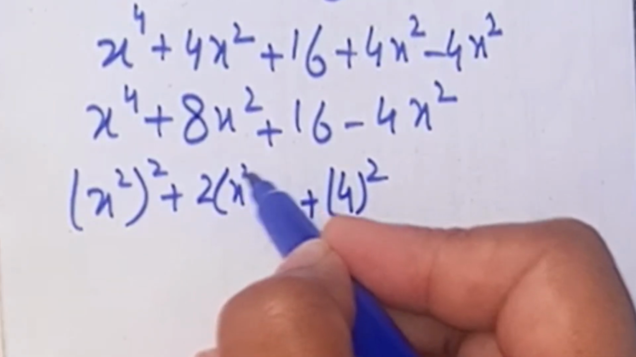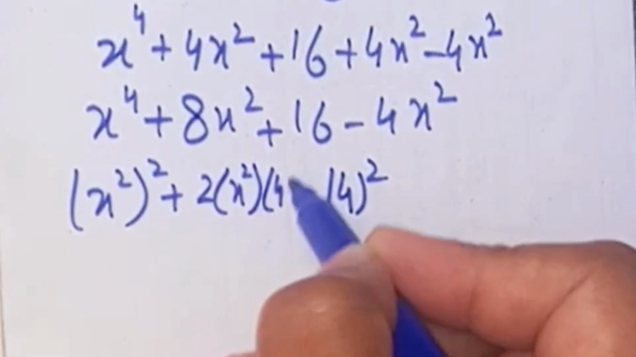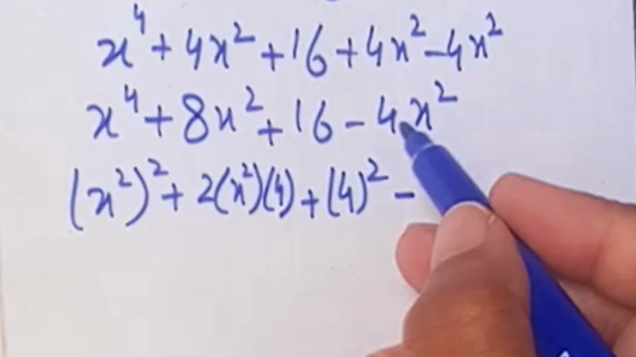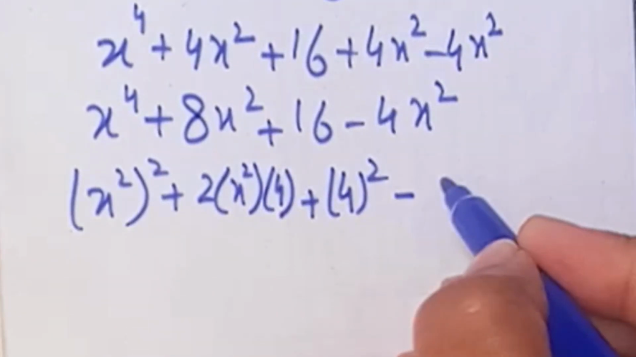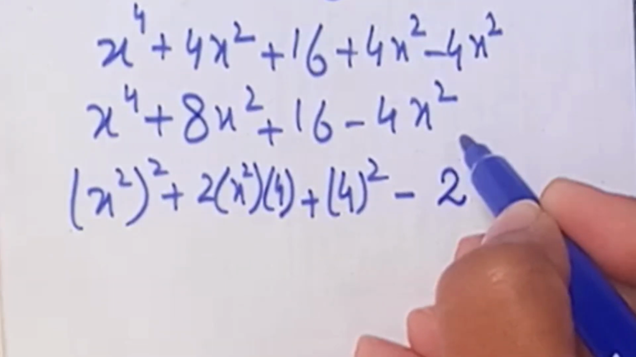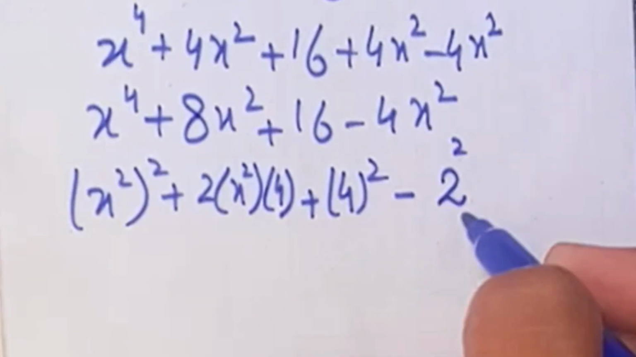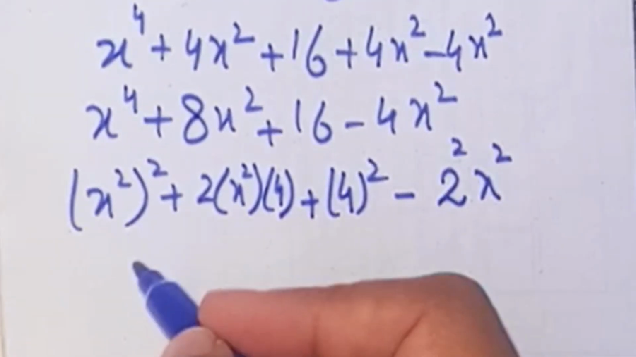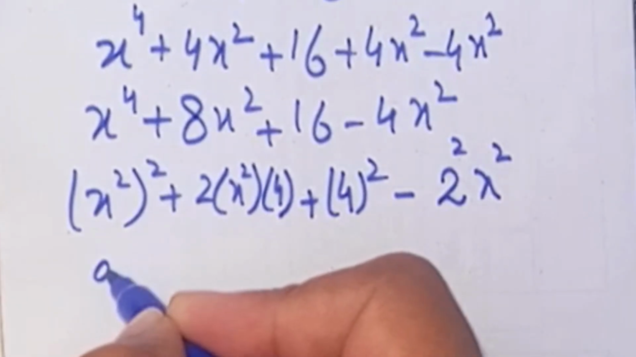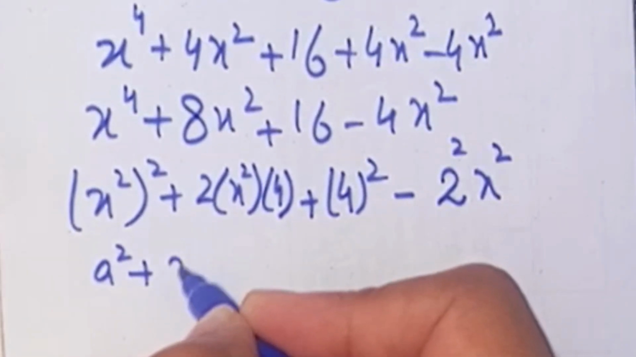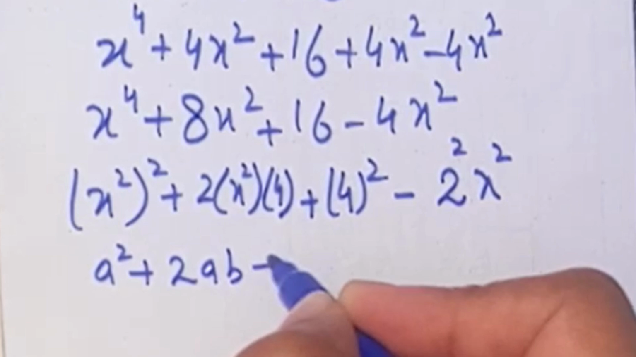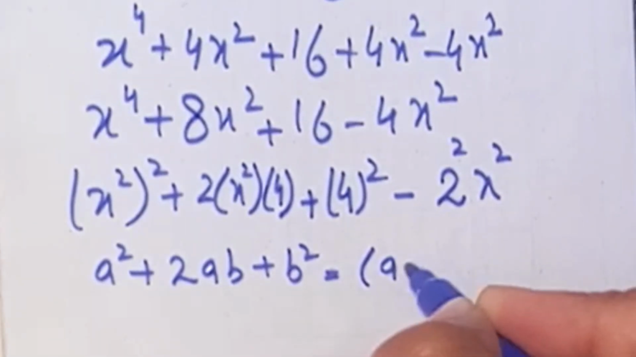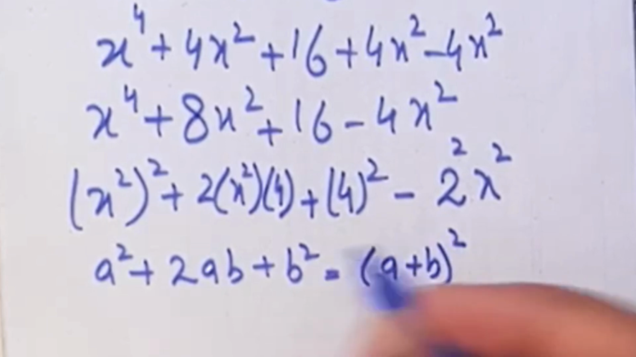2x square multiply 4, which is equal to 8 times x square, minus we write this value as 2 square, which is equal to 4, and this is x square. Now we use the identity, which is a square plus 2 times product of ab plus b square. This is equal to a plus b whole square.